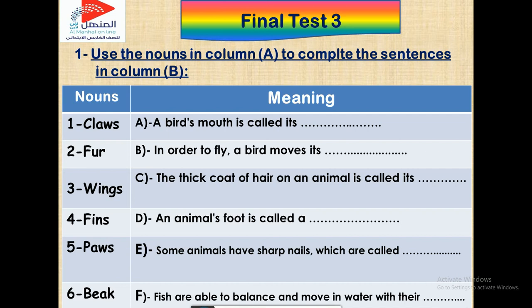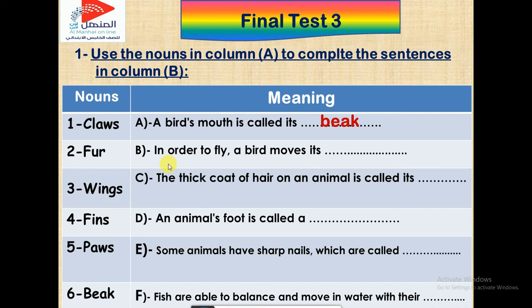All right, my friends, coming back to you. Let's see the first one. We start with the right side, A. Let's read the sentence and then write the correct noun. A bird's mouth is called its. Beak. Good job. Number B.